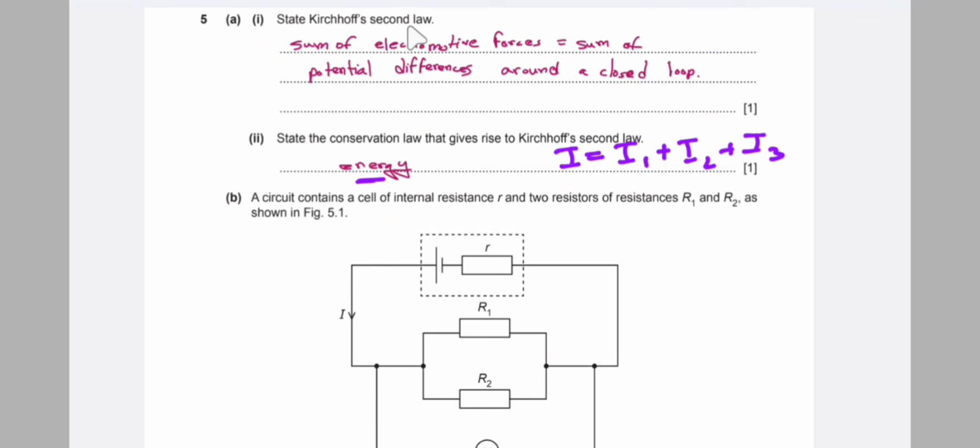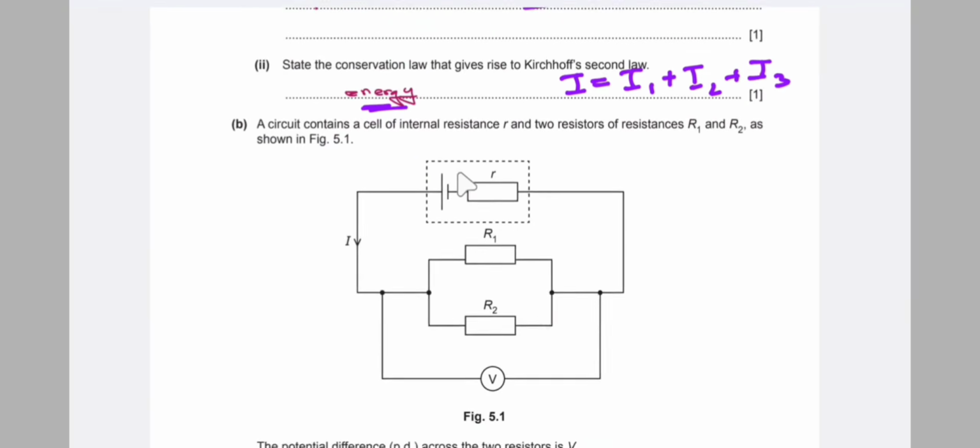And Kirchhoff's second law is the conservation of energy. That is, around a closed loop, the sum of the EMF is equal to the sum of the potential differences. This is for the second law. And what is the conservation for the second law? This is the conservation of energy.